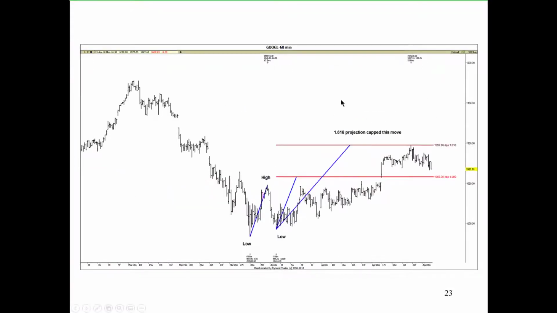All right, this next example, this is actually a 60-minute chart in Google, and I'm showing both the 100% and the 1618 projection in this case. So I took a low to a high, projected from the low. Now, we just blew through and gapped above the 100% projection, so nothing there. But at the 1618, it did find resistance. Okay, so it's worth knowing where these levels are at.